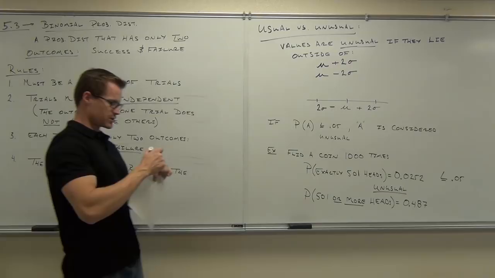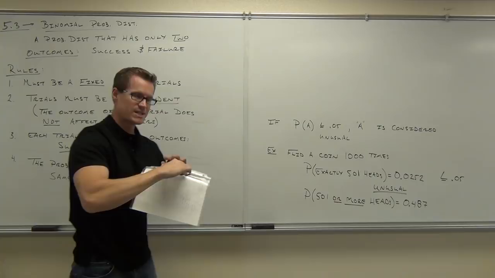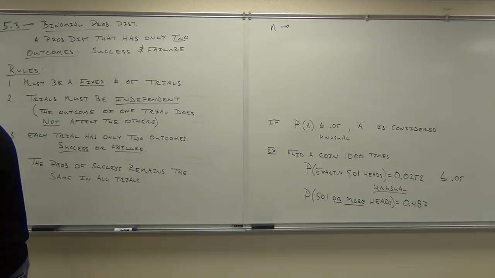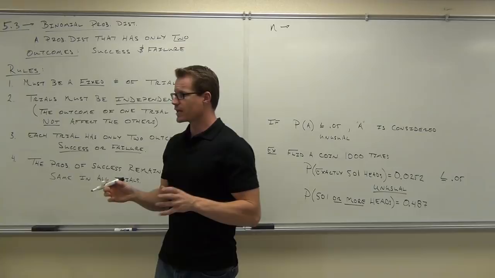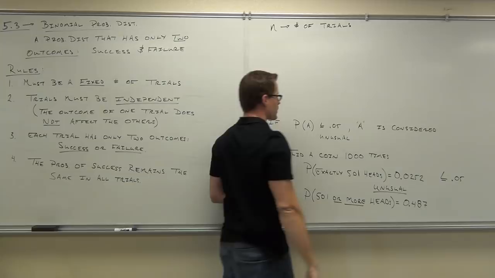There is some notation that I've got to give you. When we're dealing in a binomial probability distribution, we have some letters we have to deal with. First one is little n. Little n usually stands for the number of things, the number in a sample. In our case, n stands for the number of trials we're repeating.